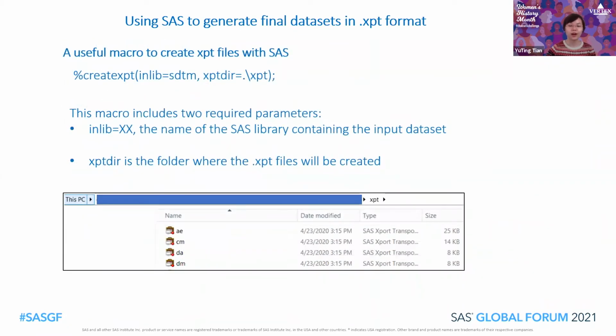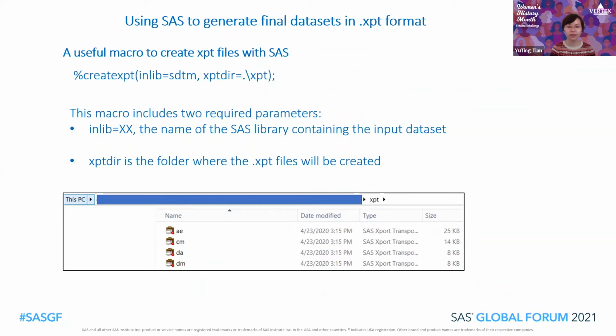So this slide shows you how to use a macro to generate a pile of XPT files in SAS. In the pharmaceutical company, almost every pharmaceutical company has their own macro to generate XPT files efficiently and effectively. And here we put this macro called create XPT. For this macro, we have 2 parameters.